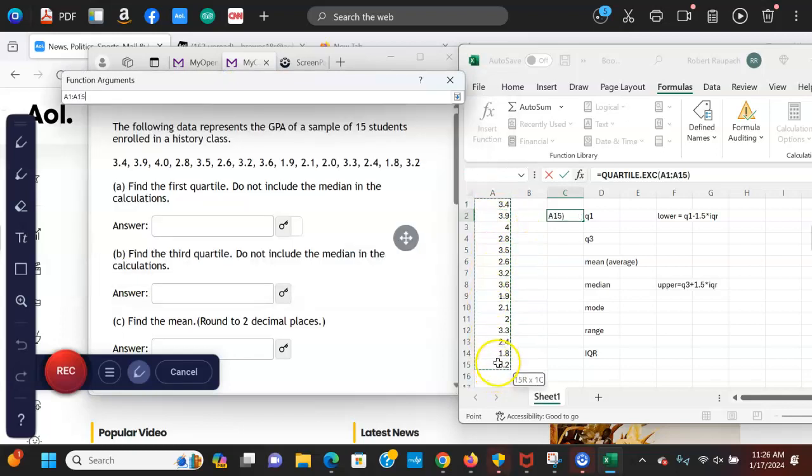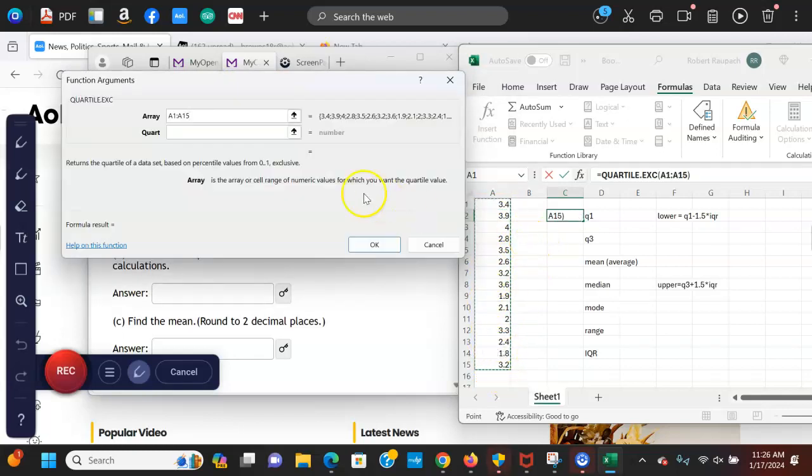Highlight the data. Now for Q1 and Q3, you have one more step to do. For first quartile, you put 1 there. For third quartile, you put 3 there. This is Q1 or first quartile.